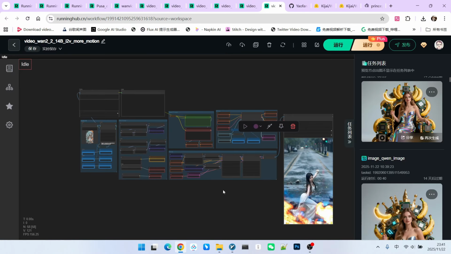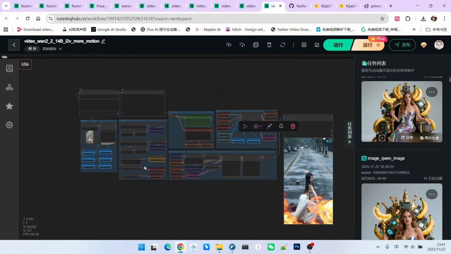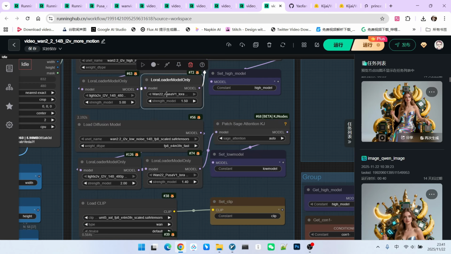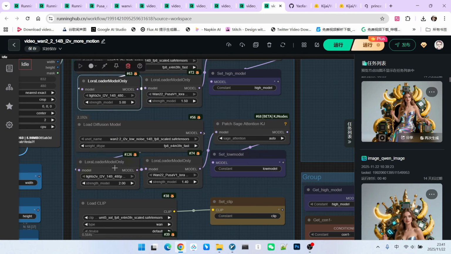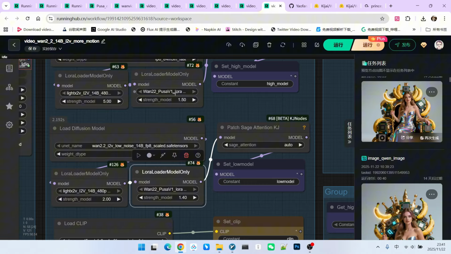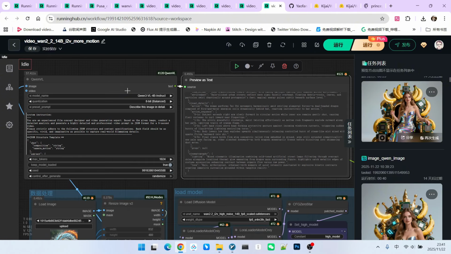Now, let's summarize. If you want to achieve these motion effects, there are several key points, mainly categorized into 3 groups. The first group is related to the Lora settings. For the Light X2V acceleration Lora, we used very high coefficients. The high noise model used 5 and the low noise model used 2. Furthermore, we used Pusa where the weights were also set high, 1.5 and 1.4 respectively.